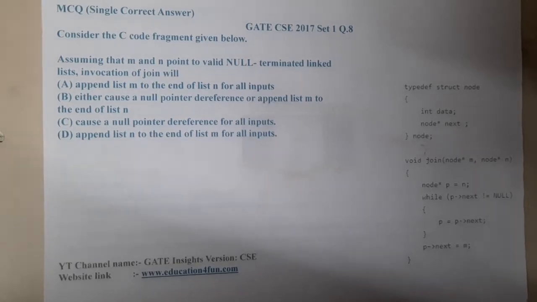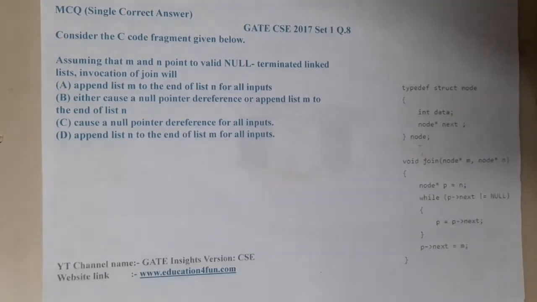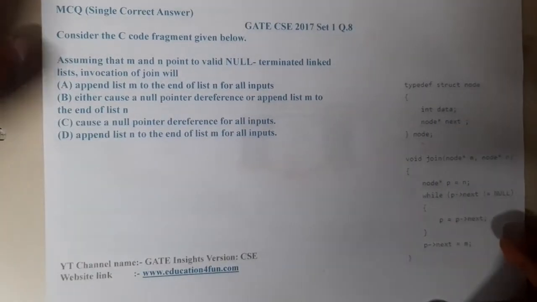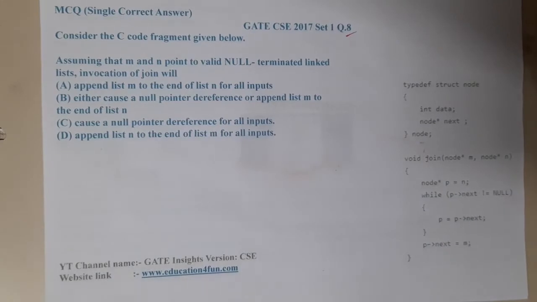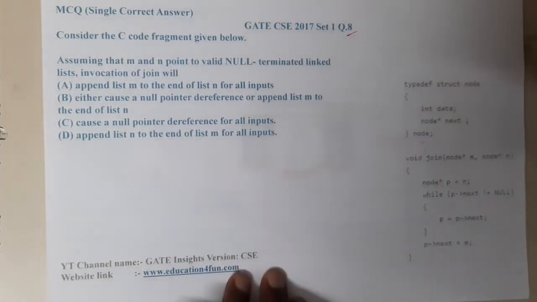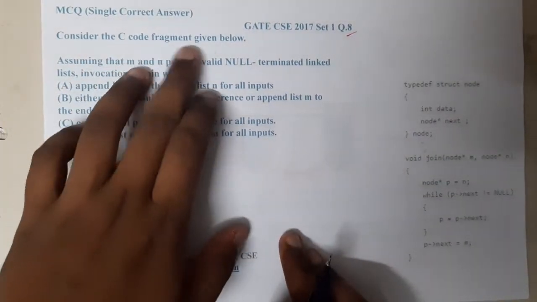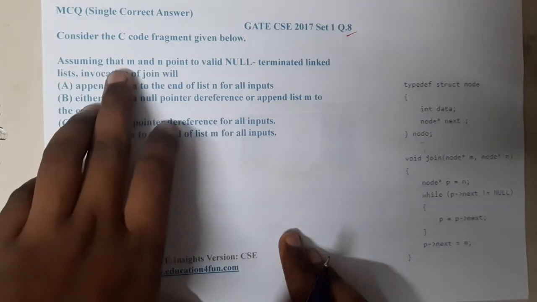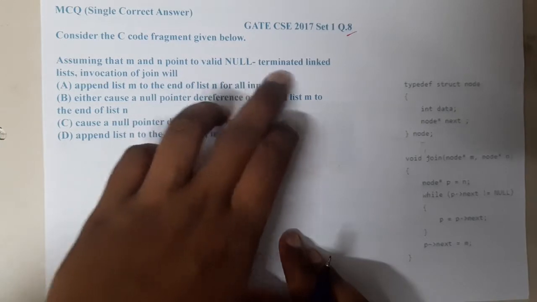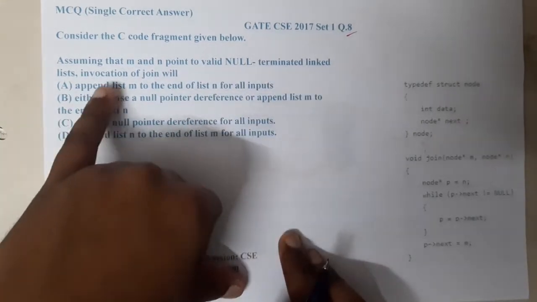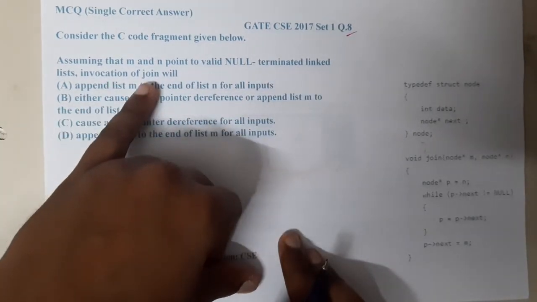In this lecture, let us start with the next question. That is GATE CSE 2017 Set 1, question number 8. So this is also a code based question. Consider the C code fragment given below, assuming that M and N point to valid null terminated linked lists, invocation of join will.